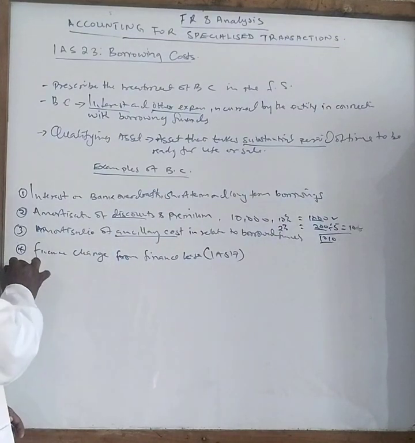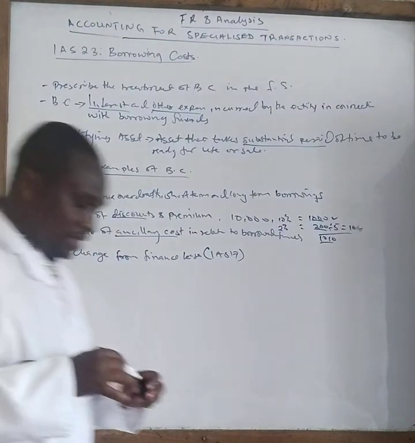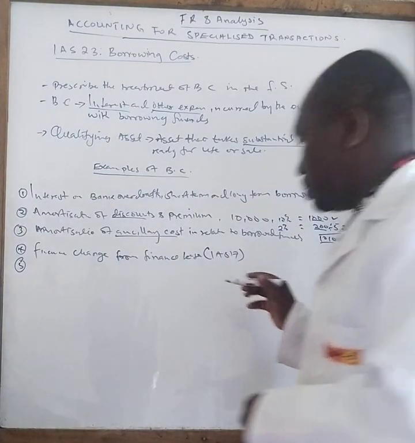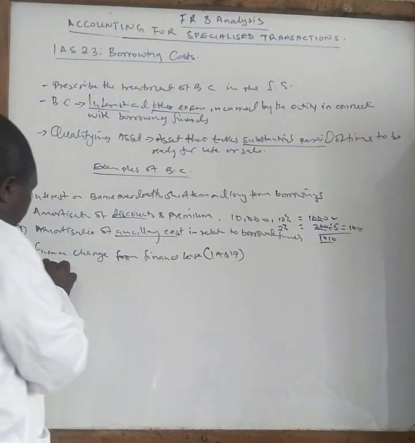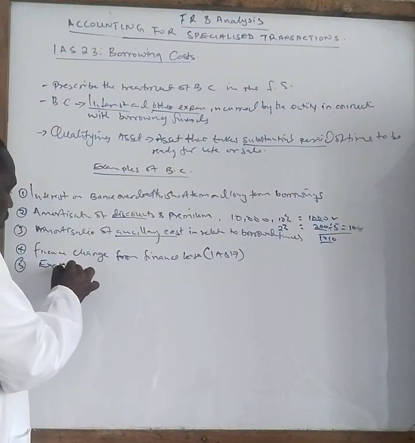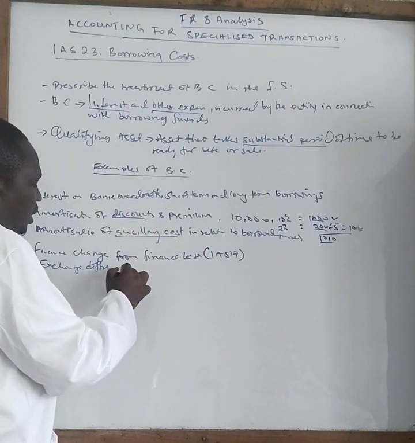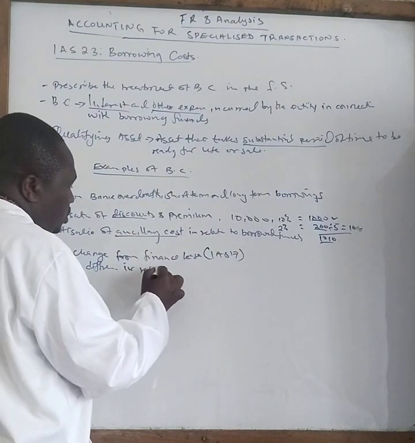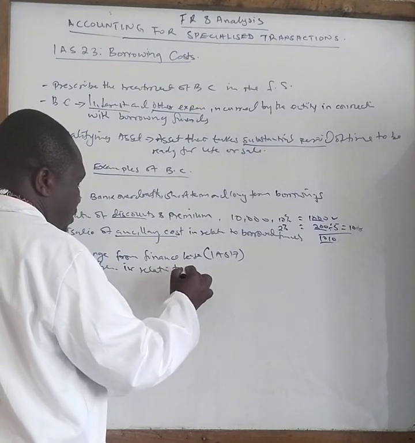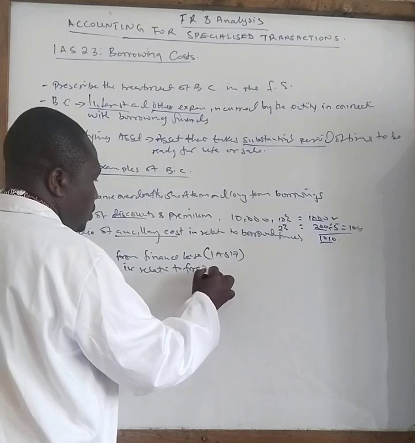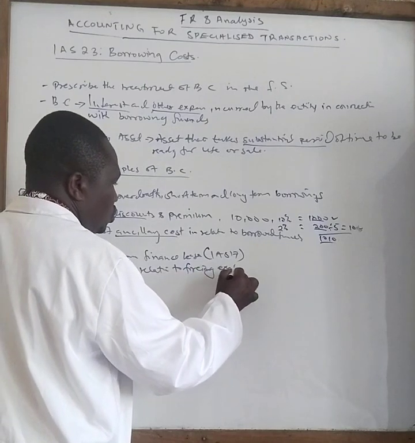And the last one, which is number 5, for that matter, is exchange difference in relation to foreign exchange borrowings.